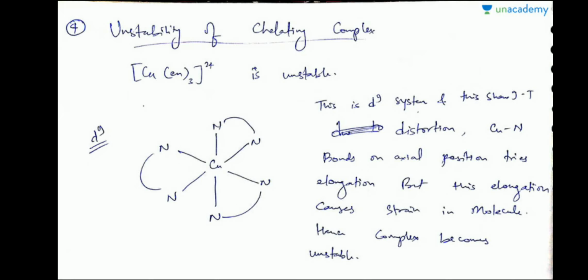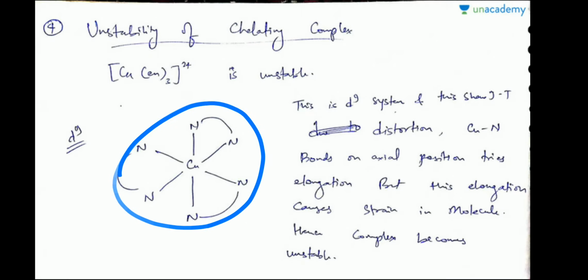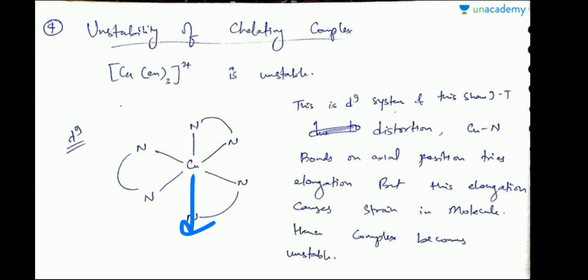The last one is the instability of chelating complexes. It has been seen that chelating complexes of d9 systems are not stable. If I take a chelating complex of copper, copper 2 plus shows Jahn-Teller distortion. But what is the effect of Jahn-Teller distortion? These bonds will try to elongate, or they want to compress, and if these bonds try to elongate, there will be a strain in these bonds.